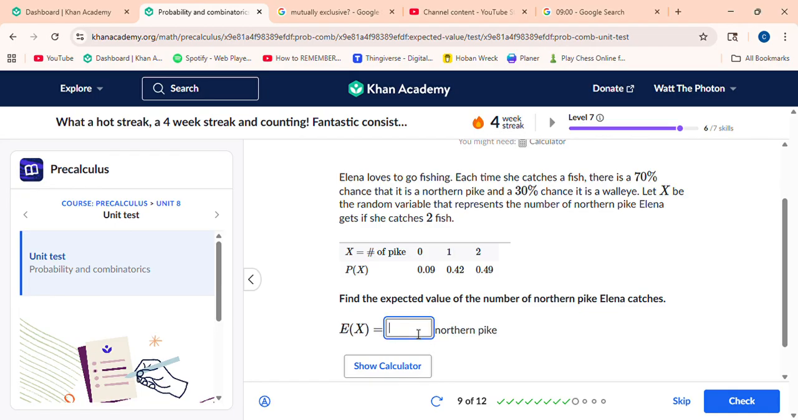So let's see. The chance of a northern pike is 70%. And if she catches 2 fish, then the chance of both is 49%. Oh, that's interesting. There's a higher chance that she gets 2 northern pike than 1 northern pike.